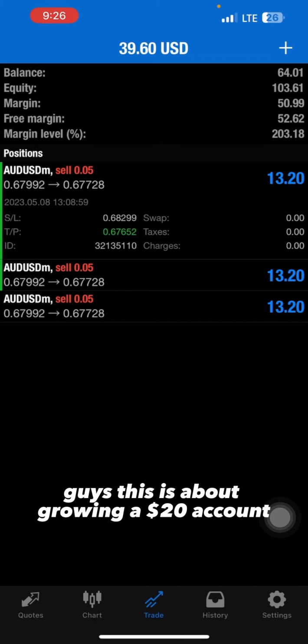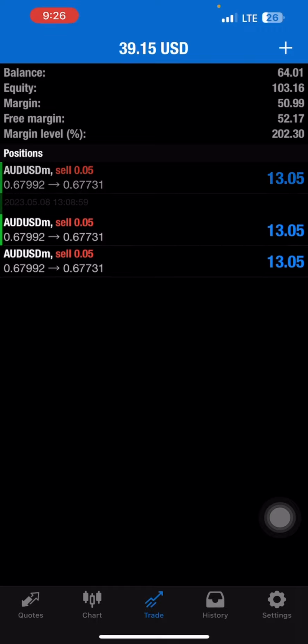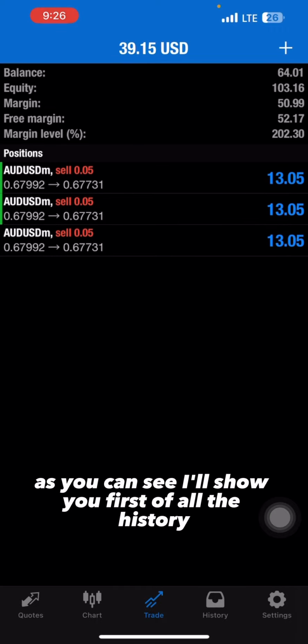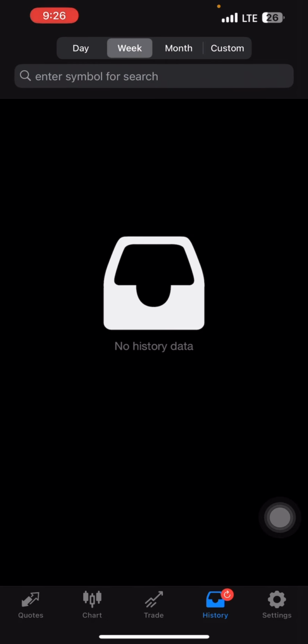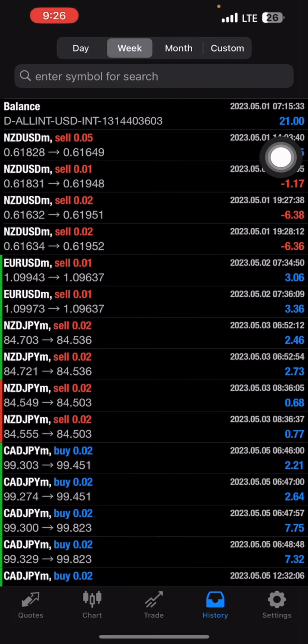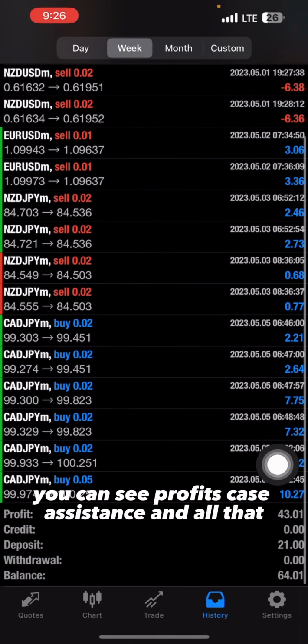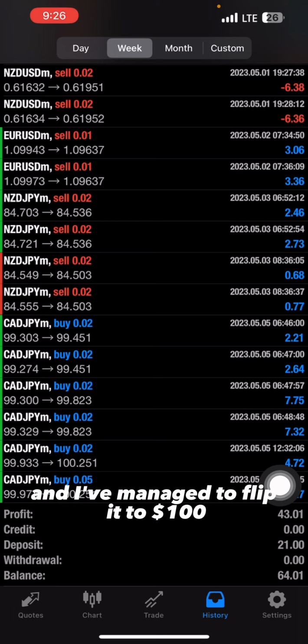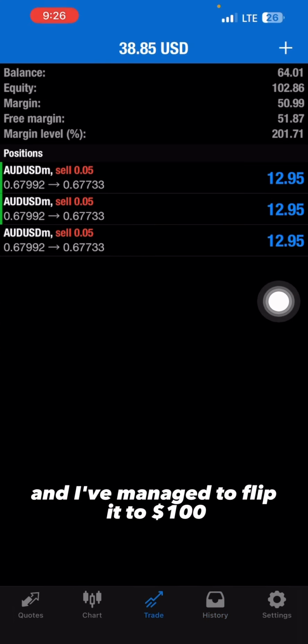So guys, this is about growing a $20 account. I want to show you how to grow a small $20 account. As you can see, I'll show you first of all the history. You can see the $20 deposit. You can see profits, guys, consistency and all that. So I deposited $20 in this account and I've managed to flip it to $100, you can see.